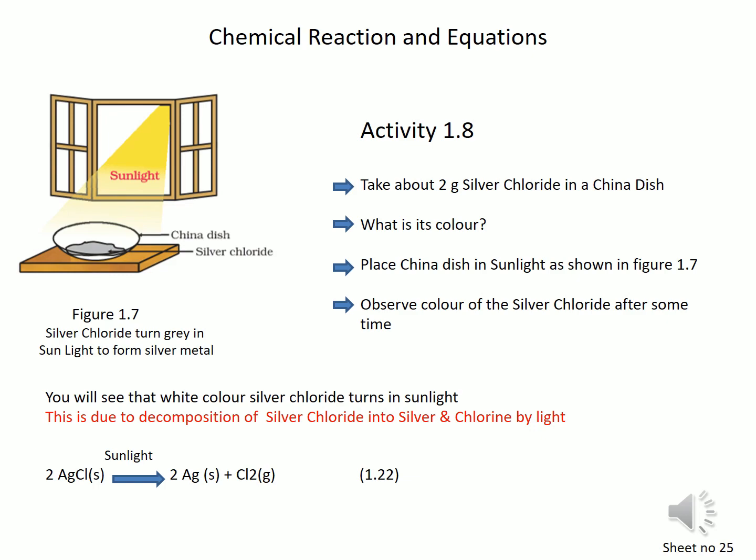So what exactly is happening when we expose this AgCl, that is silver chloride, to light: it is breaking into silver and chlorine. Now this AgCl is in solid form. What we get as products: Ag, again in solid form, and Cl2, that is chlorine, in gas form. So we can get silver after decomposition of silver chloride.